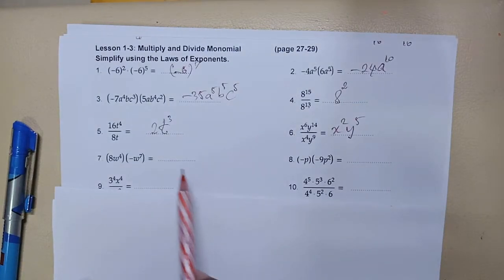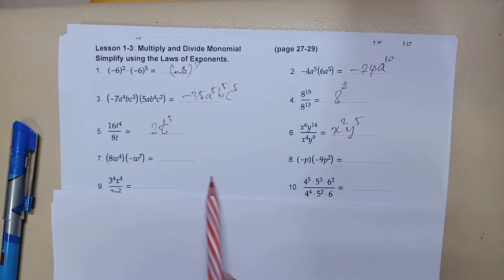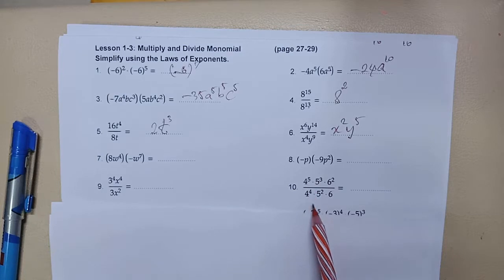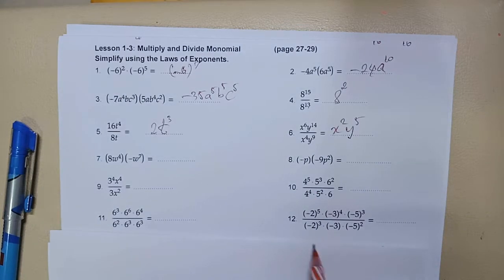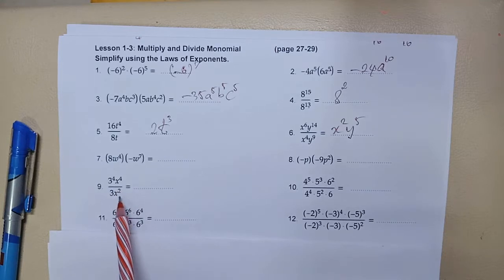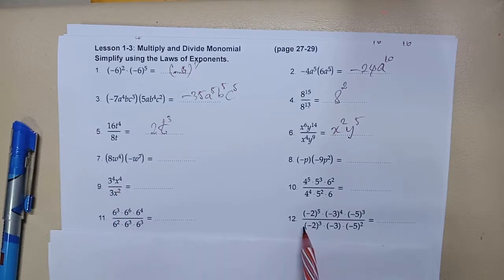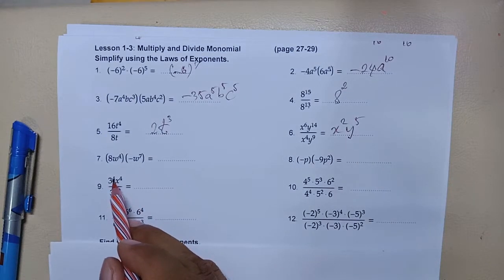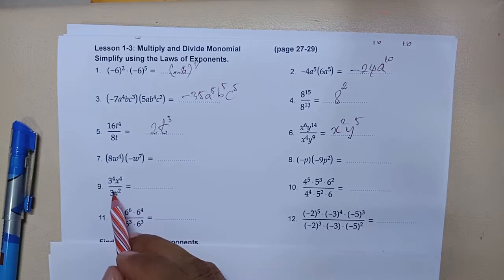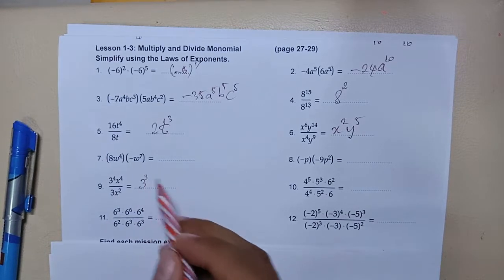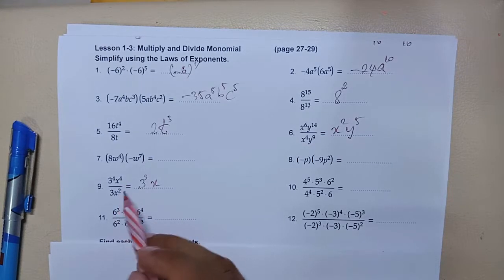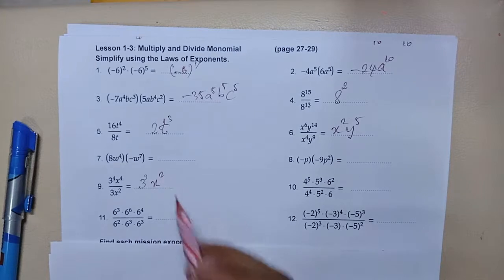The rest of the numbers, you just do the same. Multiply together, if it's multiply, you add the exponents. If it divides, you just subtract the exponents. See? Let me do number 9, 11, and 12. I'll do these 3 more numbers in this lesson. Okay, this one, 3 to the 4th, and 3 by itself is 1, which means you have 3 to the 3rd. And for x, you have x to the 4th and 3x squared, 4 minus 2, you get 2.